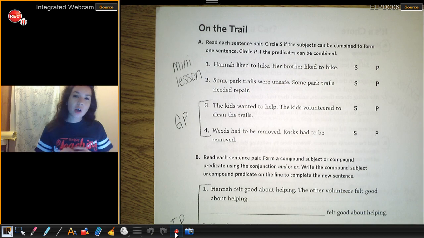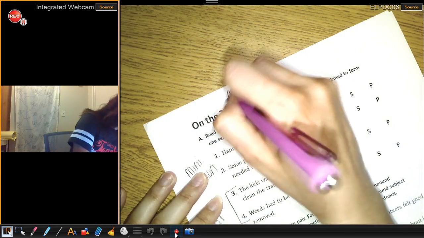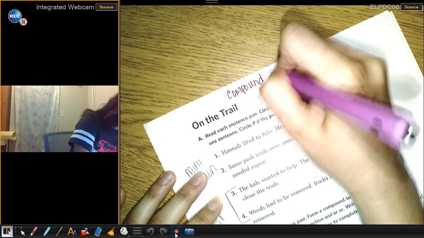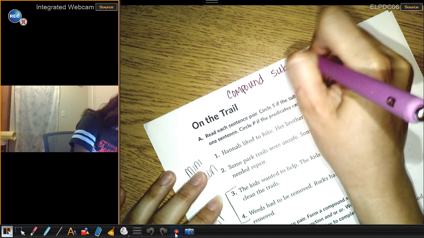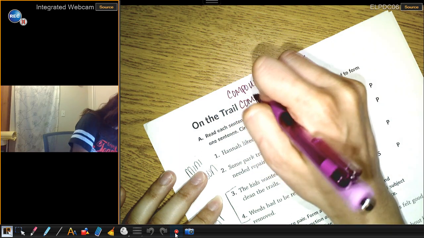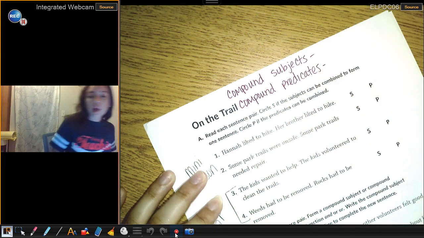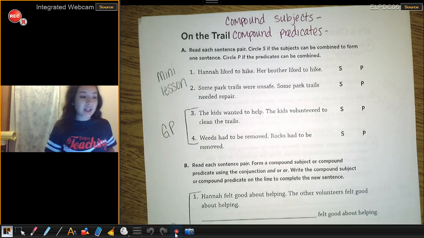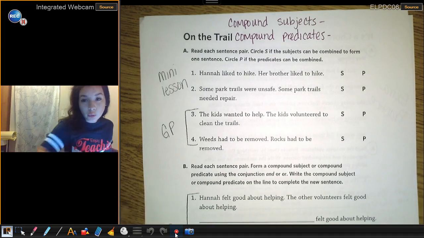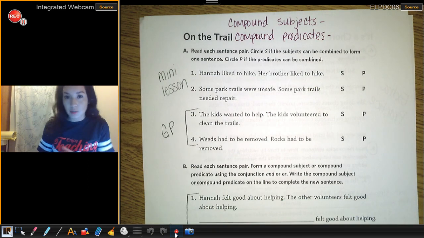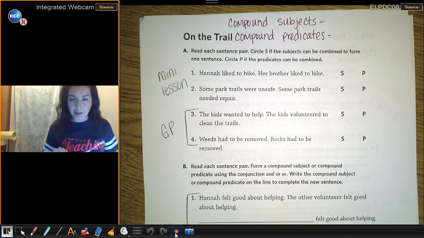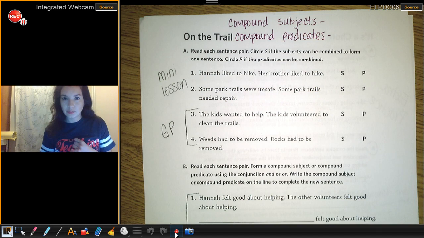So today we're going to talk about compound subjects and compound predicates. That is our main focus. Now we've been talking about subjects and predicates a lot, so you should know what those things mean. So what is a subject? Think about it. Who or what the sentence is about, right? What is a predicate? The action or the describing part of the sentence.